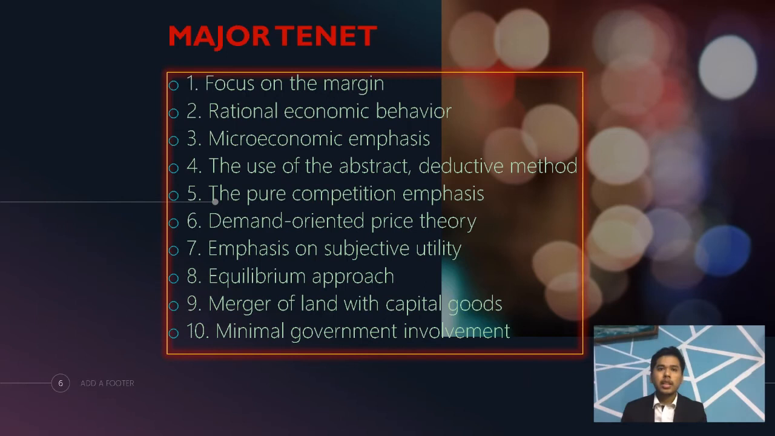There are 10 major tenets in this section. Number 1 is focus on the margin, number 2 rational economic behavior, number 3 microeconomic emphasis, number 4 the use of the abstract deductive method, number 5 the pure computation emphasis. Number 6, demand-oriented price theory. Number 7, emphasis on subjective utility. Number 8, equilibrium approach. Number 9, measures of land with capital goods. And number 10 is minimal government involvement.